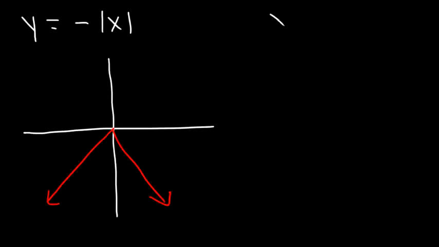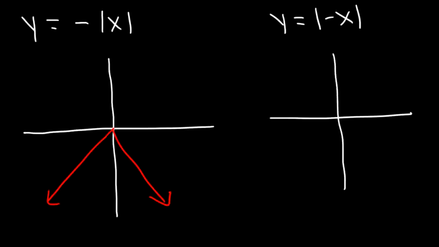Now what if the negative is on the inside? If it's on the inside, it doesn't matter. It's still going to open upward. The absolute value of any negative number will produce a positive result. For example, if you plug in positive 1, the absolute value of negative 1 will still be positive 1. So the negative on the inside will not cause the graph to open downward, but the negative on the outside will.